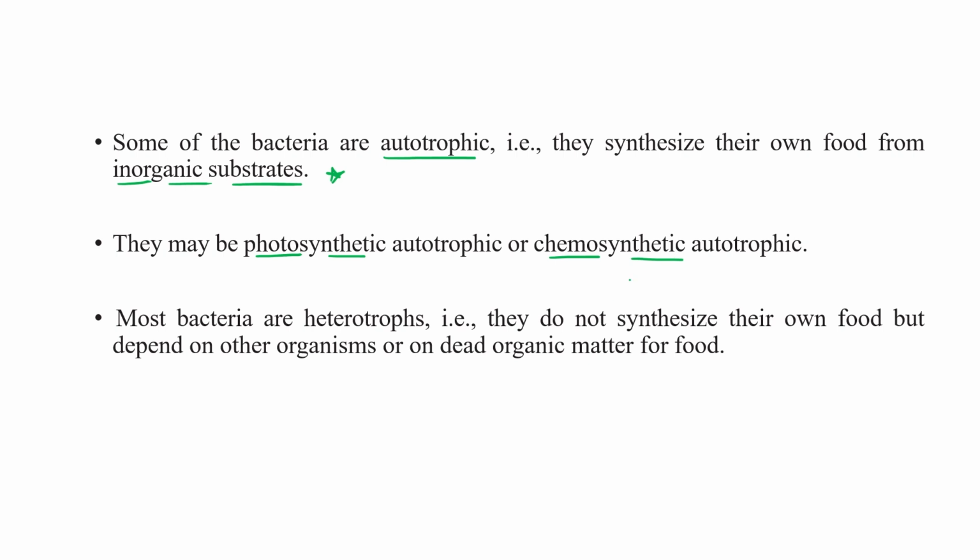Most bacteria are heterotrophs, means they do not synthesize their own food, but they depend upon other organisms, like on dead or decaying material for their food purpose. Okay, so they depend upon other organisms or on dead organic material for their food. So some are autotrophic, and autotrophs are further categorized into two categories: photosynthetic type or chemosynthetic type. Some are heterotrophic as well. Some bacteria are heterotrophic, some are autotrophic. The heterotrophic ones depend upon dead or decaying material.